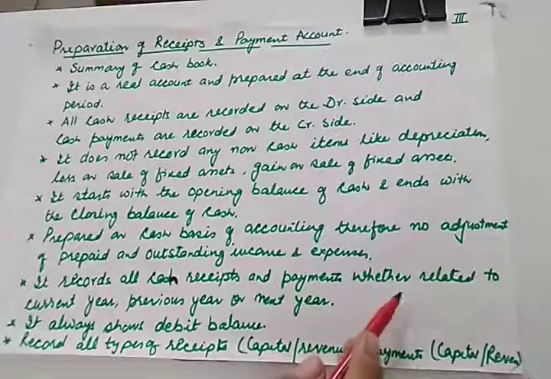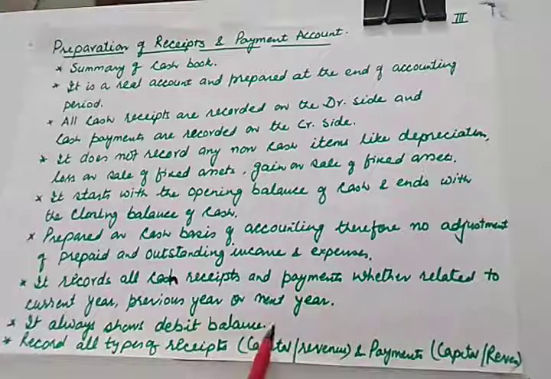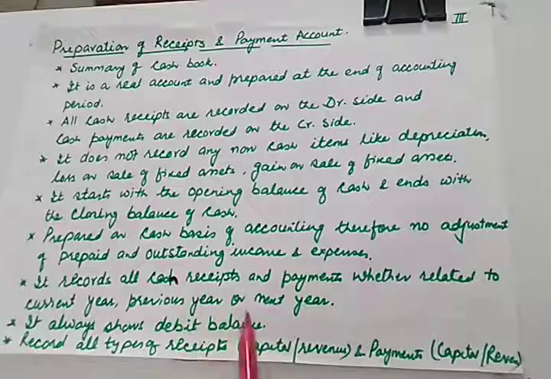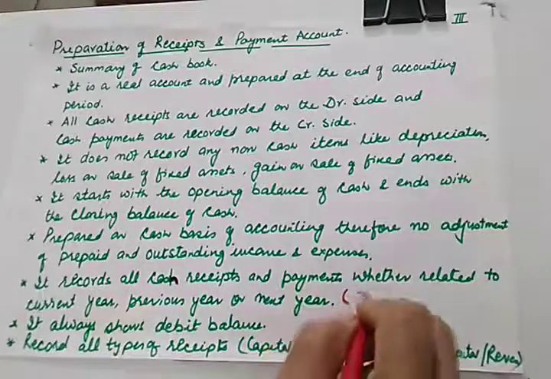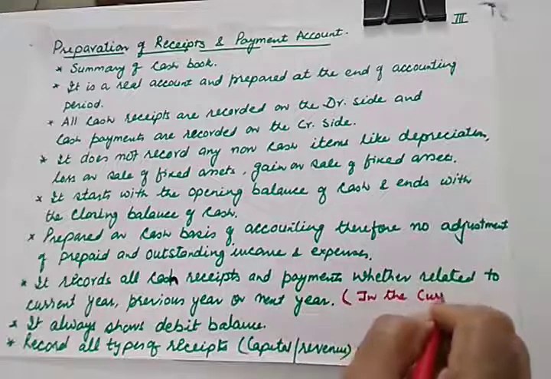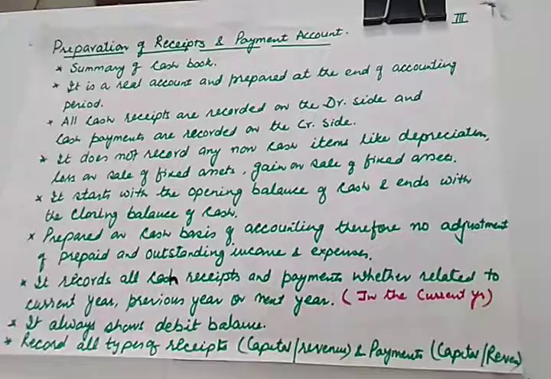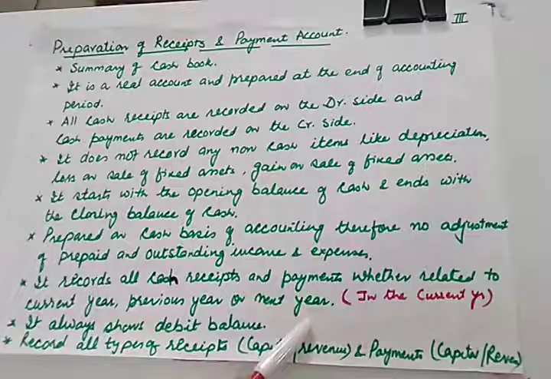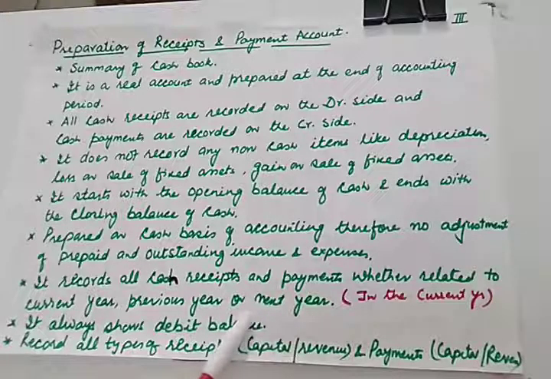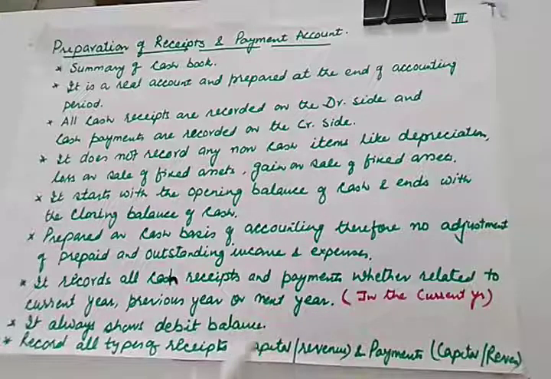And moreover, one important thing, it will record current year's, previous year's and next year's items. So whatever cash payments and receipts are done in the current year will be recorded, whether those receipts and payments belong to current year, previous year or next year. This is immaterial, but this has to be done in the current year. So it always shows a debit balance because you cannot spend more than what you have.